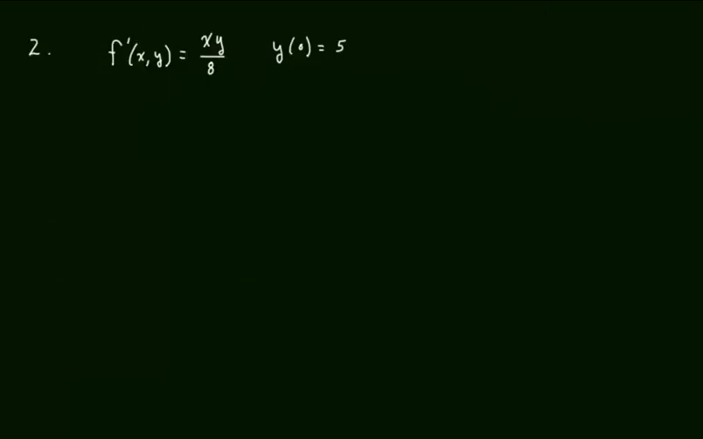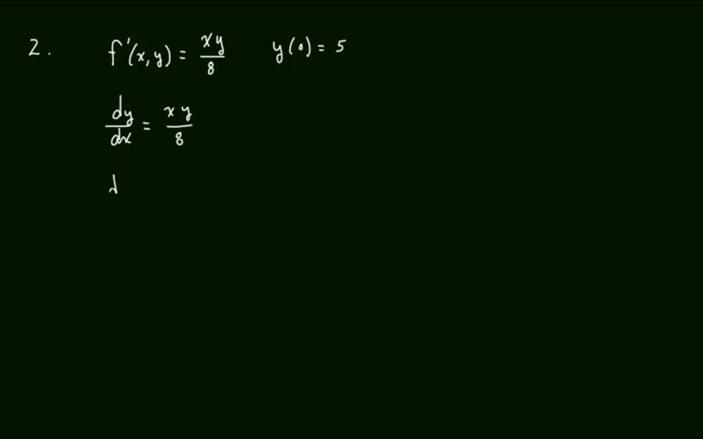Example number 2. This time I'm looking at Lagrange notation. The slope of some curve is f prime of x and y. Notice again that the slope depends on x and y. To solve these, though, I prefer to use Leibniz notation. So I'm going to say dy dx equals xy over 8. First step, do you remember? We're going to separate the variables.